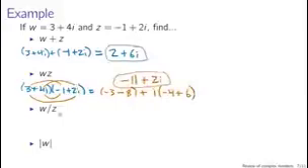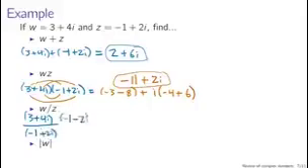Now, slightly more complicatedly, w over z. w is 3 plus 4i, and z is minus 1 plus 2i. And you know when you want to simplify an expression like this, you multiply by the complex conjugate of the denominator divided by the complex conjugate of the denominator. So minus 1 minus 2i divided by minus 1 minus 2i.